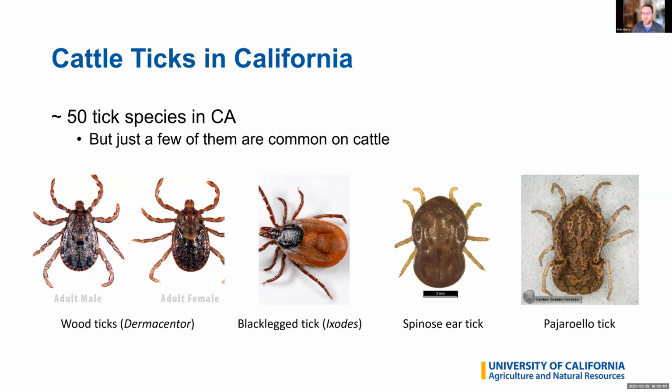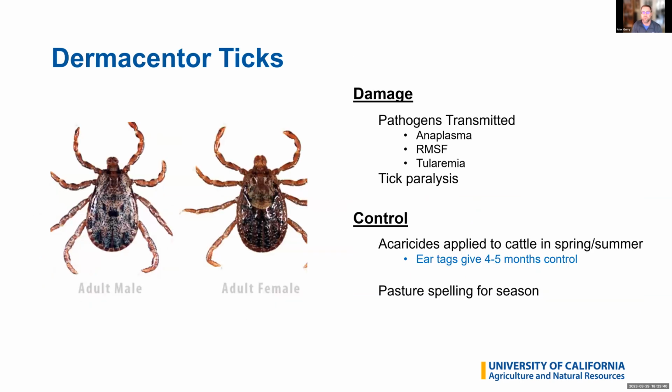They can transmit pathogens such as Rocky Mountain spotted fever, tularemia, and anaplasma, for example. And then we have the Spinose ear tick over on the far right. This is a very unusual tick. You'll notice it doesn't have that hard plate at all, and that's because it's a very different style of tick and has a very different life cycle as well. I'm going to talk about each of these ticks a little more in depth as we go through the rest of the slides. Then finally, there's another unusual tick called the pajahuello tick, and you can see, again, it has a very different appearance relative to these other ticks that we're more used to seeing. So let's talk about a few of these tick species and why they're important.